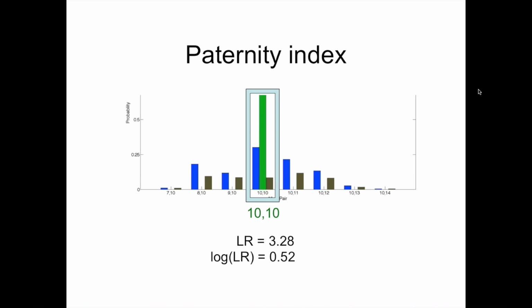We're applying it again here, but now visually we see blue height divided by brown height, posterior to prior, at the suspect's genotype 10-10 gives a ratio of around 3.5. That's the likelihood ratio, which is the same as the paternity index. And the log of that likelihood ratio of 3.28 is 0.52.